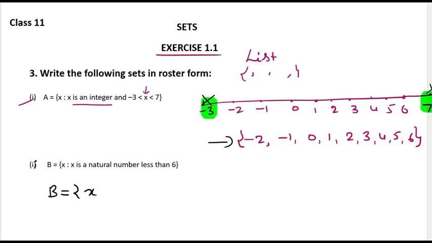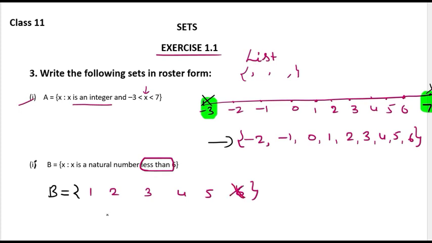X is a natural number less than 6. You should write X is a natural number. Natural numbers start from 1: 1, 2, 3, 4, 5. You should not consider 6 because it is strictly less than. Strictly less than means you should not consider this.